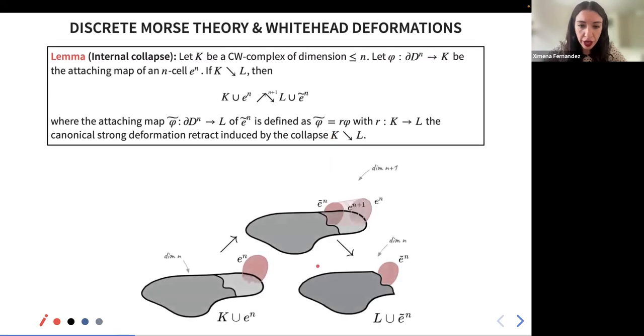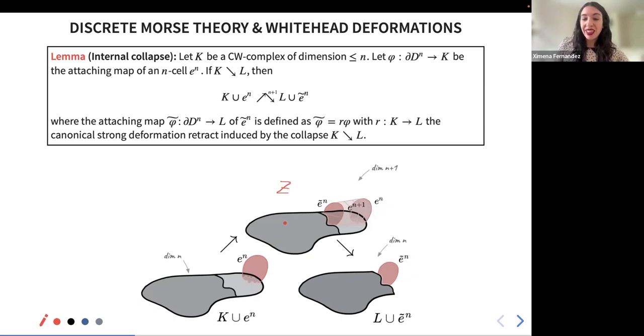Well, there is a very specific way to connect these two complexes by means of an intermediate complex here. So suppose that all your complexes, I mean K, and also the cell E^n, have dimension less than or equal to n. Then you can construct here a complex, let's say of dimension up to n+1, that collapses to both complexes.